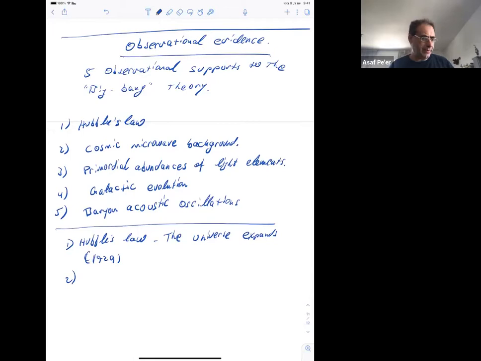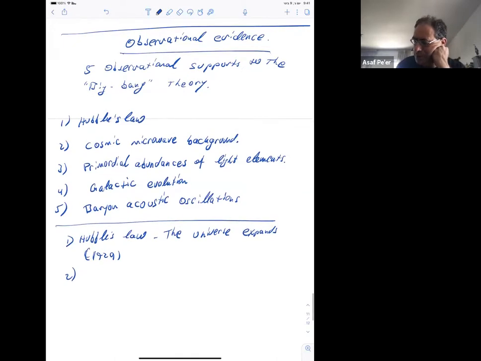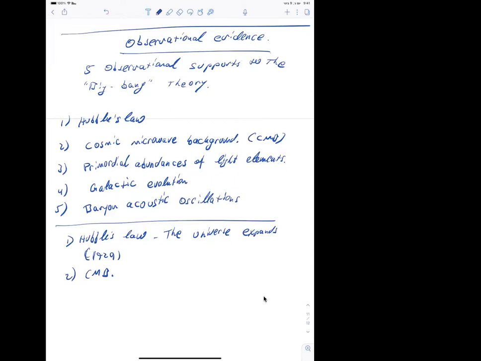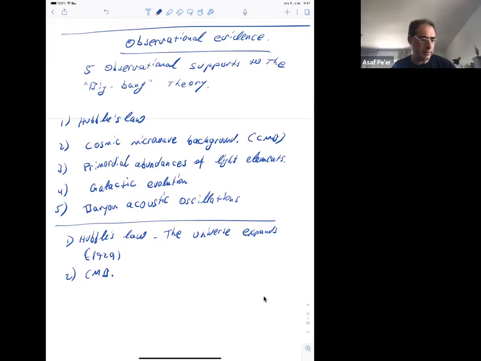The CMB. Okay. What is the CMB? The cosmic microwave background, CMB. So what is the cosmic microwave background? The leftovers from the Big Bang? Radiation. Pretty much, yes, right?